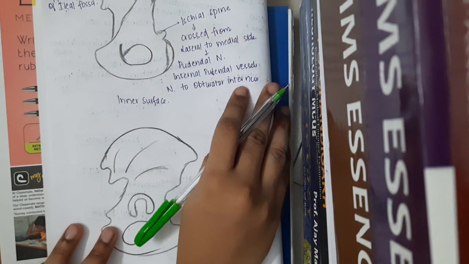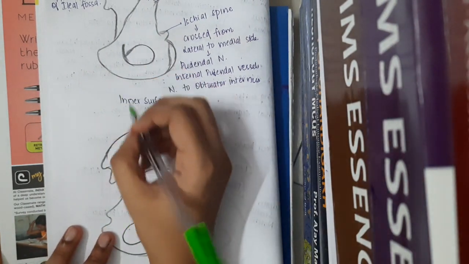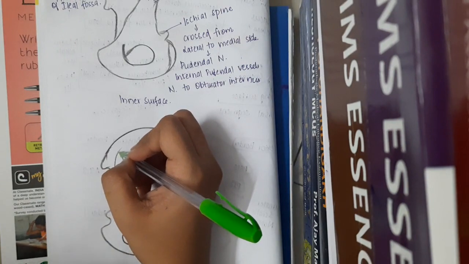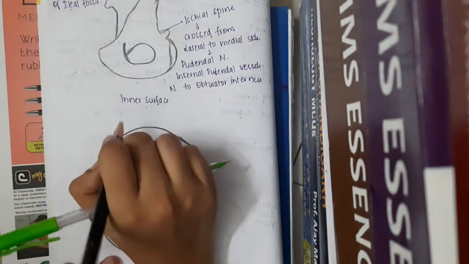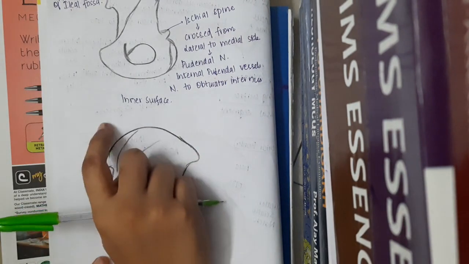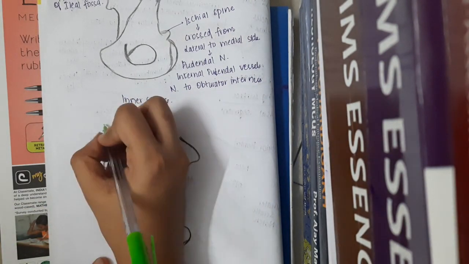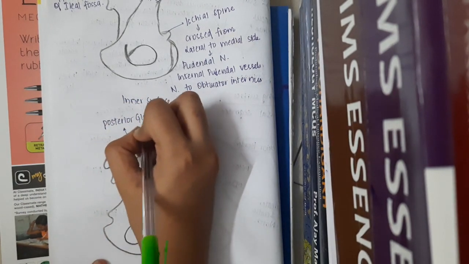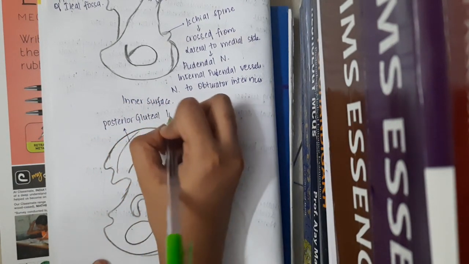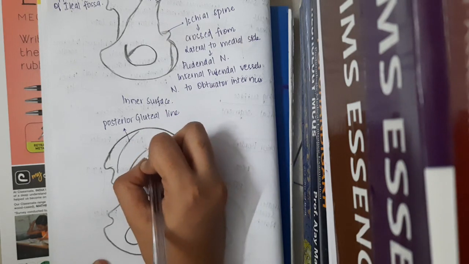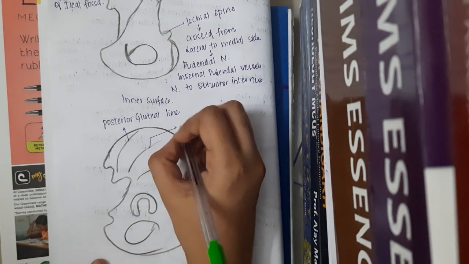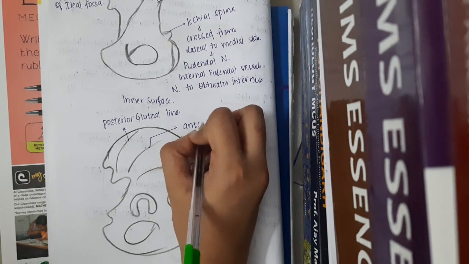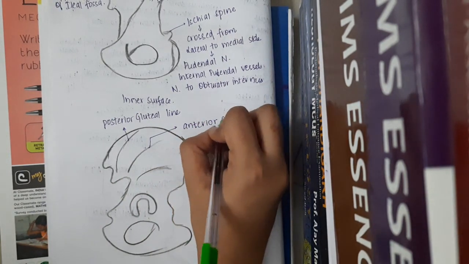The first gluteal line is the posterior gluteal line. This is the posterior gluteal line which meets the dorsal surface of iliac crest. Okay, this is the dorsal surface of iliac crest. So this is the posterior gluteal line. Okay, what do we call this one? This is called middle, or if you see, anterior. Actually, this is the anterior gluteal line.